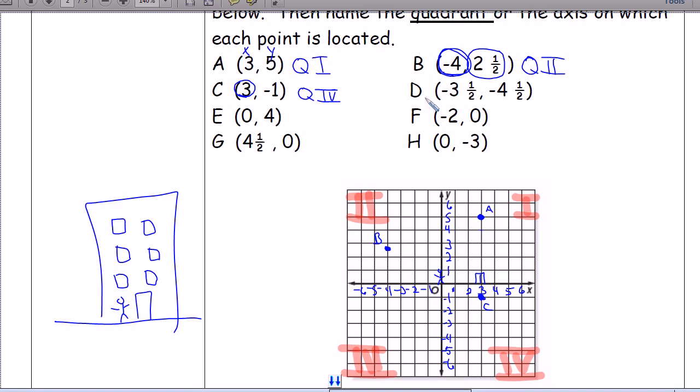Now I want you to go ahead and put the rest of them, D, E, F, G, and H, on this coordinate grid. I want to see if you can finish this by yourself tomorrow, okay?